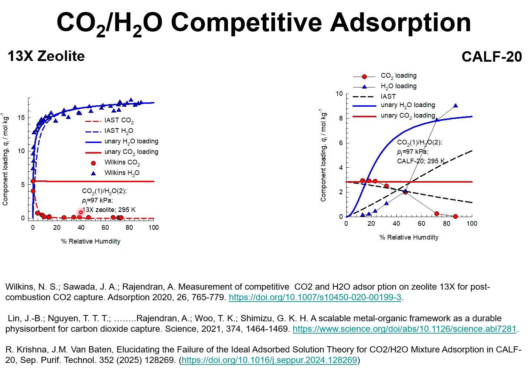There are important differences between CO2 water competitive adsorption in 13X zeolite and those for CAF 20. Firstly, we note that the experimental data for water loadings indicated by blue triangles, the CO2 loadings are indicated by the red circles, are in reasonably good agreement with the IAST estimates. In a future presentation, I will explain to you how these IAST calculations were performed. But there are some important points to note.